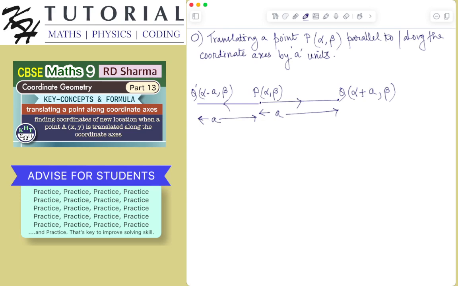And if we translate the point P to the left-hand side, or along the negative direction of the x-axis, the ordinate will still remain the same, but the abscissa of the new point will be alpha minus A, where we have translated by a distance of A units. So this was translating a point P alpha comma beta by A units along the x-axis.